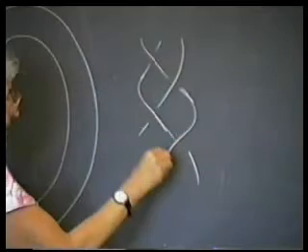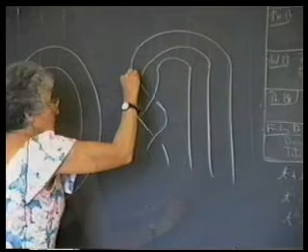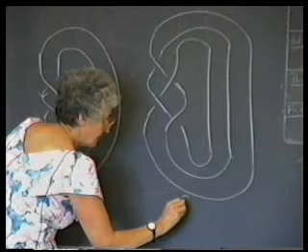And here's the braid in a girl's hair, or a person's hair, and it gives a very nice knot when we close it up. This knot is called the figure 8 knot.